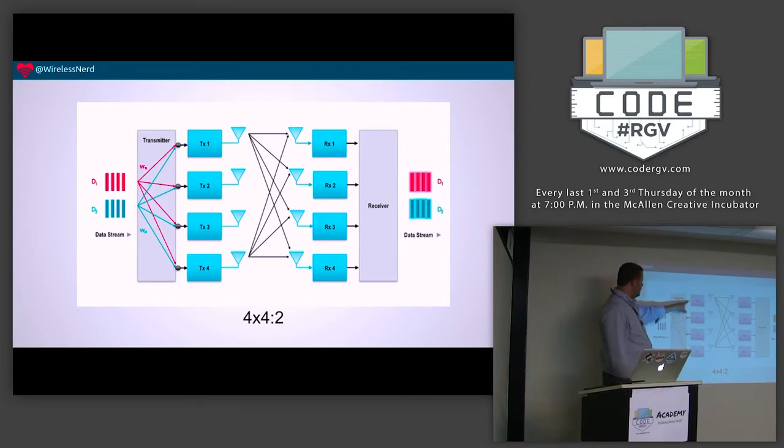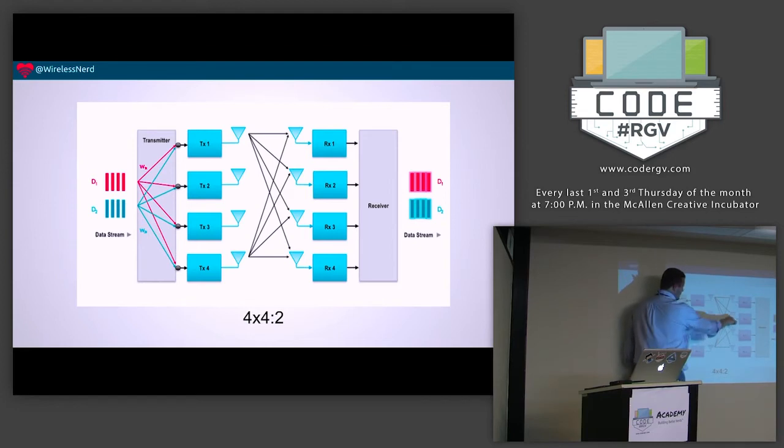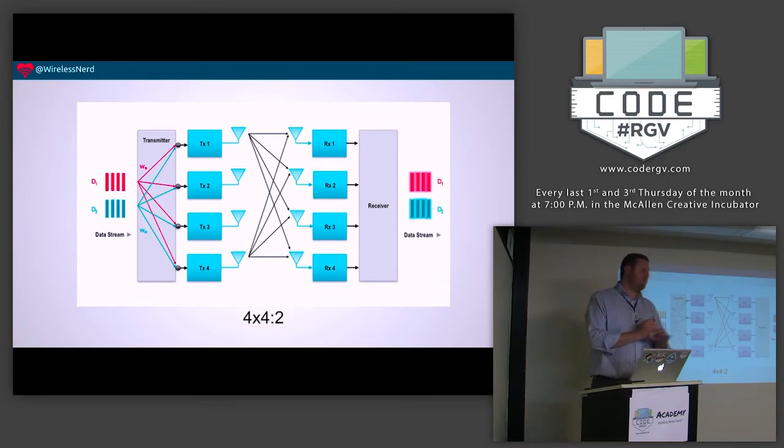If you have one transmitter shooting out vertical and one shooting out horizontal on one frequency, and then you have these two on another frequency, now you're taking advantage of what's called spatial diversity, and you're taking advantage of multiple polarizations. Multipolarization. Does that make sense?